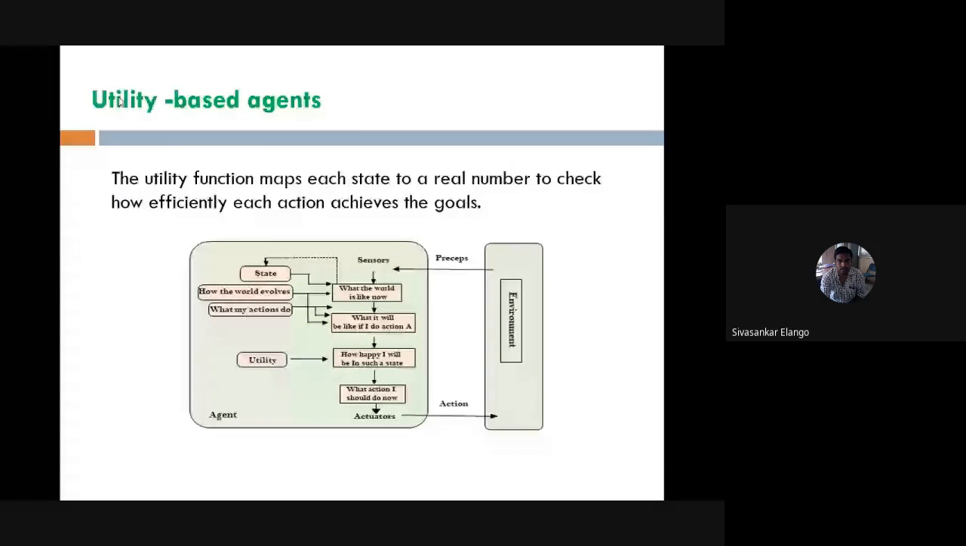Right. So the utility function maps each state to a real number to check how efficiently each action achieves the goals. Right. So that's it. You can give the metrics, you can give how much you have achieved your goals using some 5-star rating. Right. So 5-star, 4-star, 3-star, you have different ratings for any product or service. Similarly, the utility function can map each state to a real number to check how efficiently each action achieves the goal.